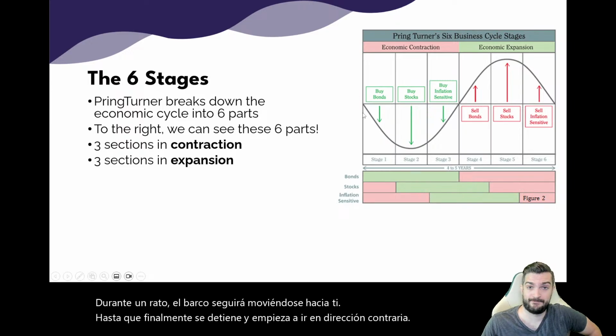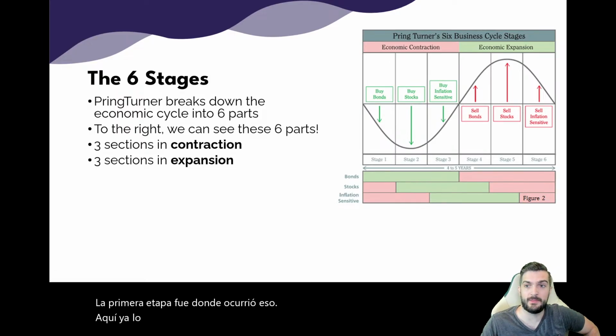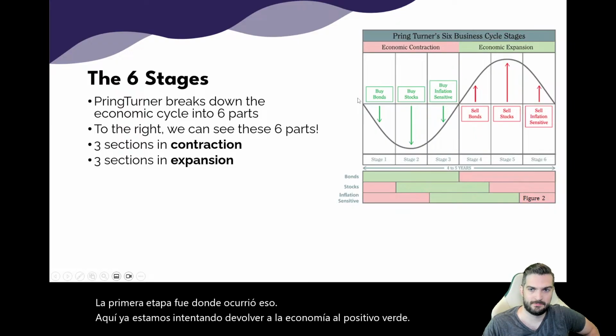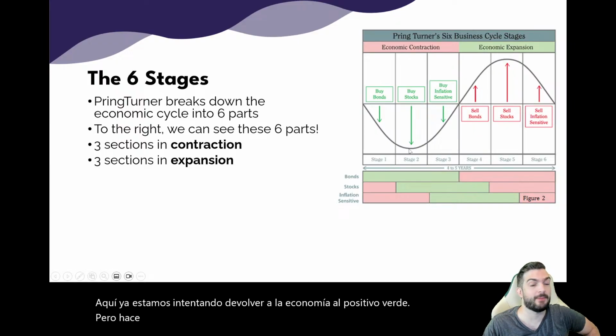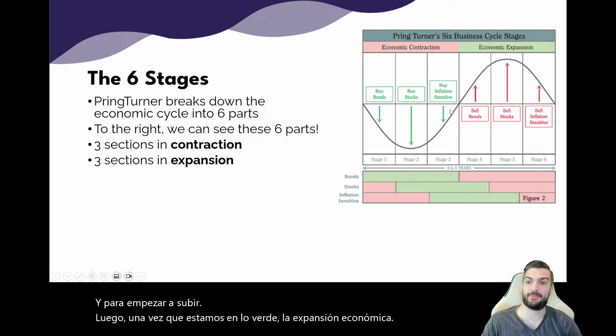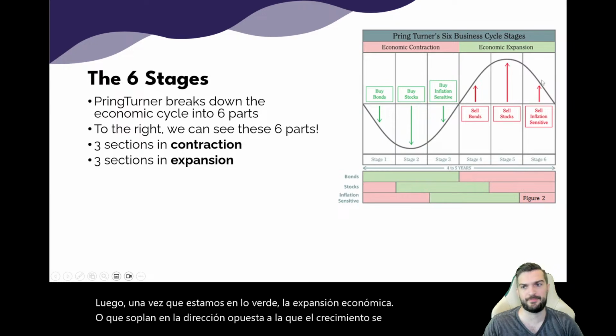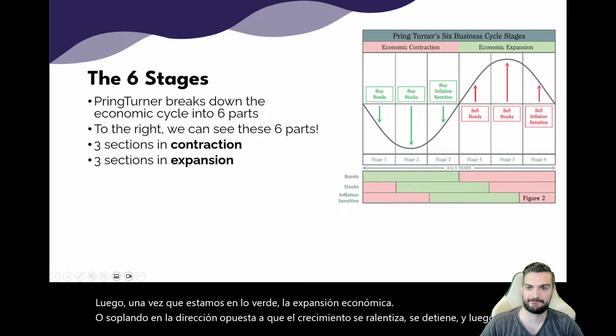Stage 1 is where that happens. Here, we're already trying to push the economy back into the green, back positive. But it takes a little while for it to stop going down and to start going up. Then once we're in the green, the economic expansion, we're blowing in the opposite direction. That growth is slowing down, stops, and then goes the other direction.